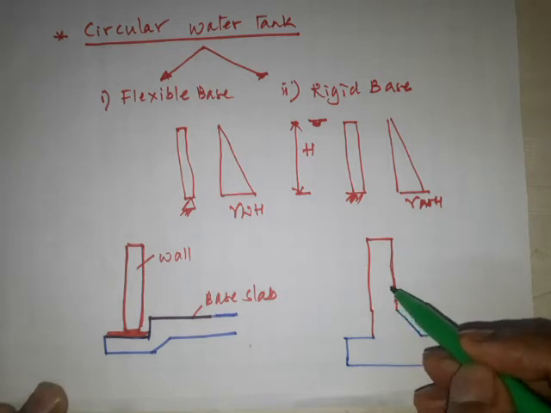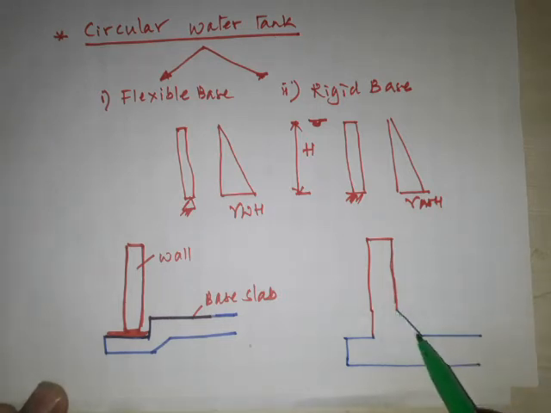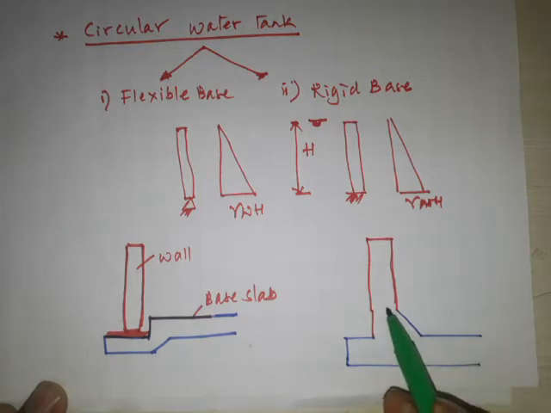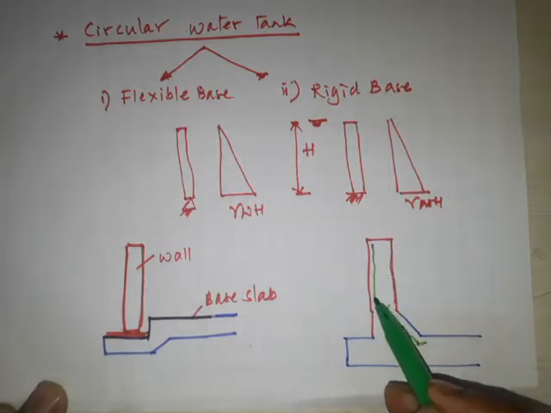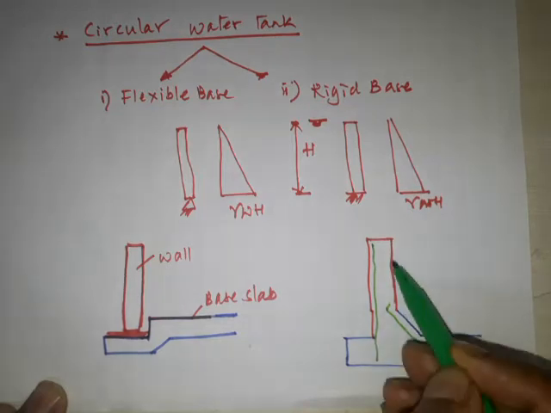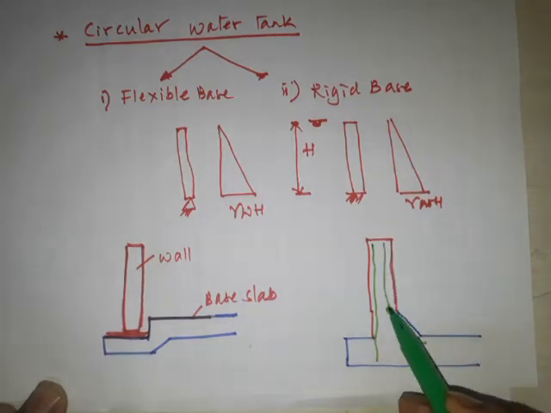So the extra haunch will be provided here. Extra haunch will be provided if it is a rigid base. So the reinforcement will be generally provided like this, the additional reinforcement. And the reinforcement from the wall is allowed to pass through the base slab. This is regarding the detailing part.